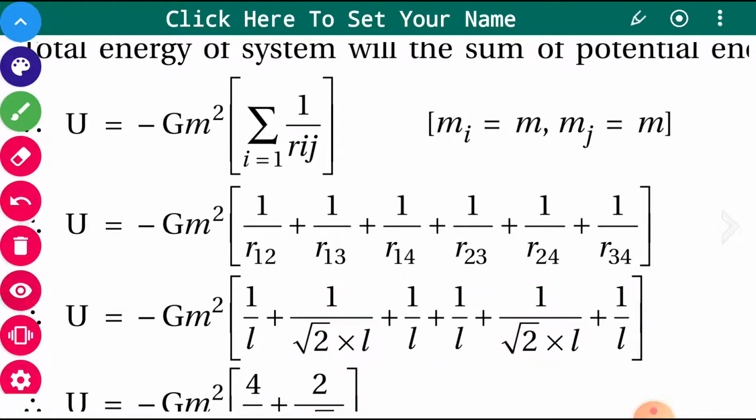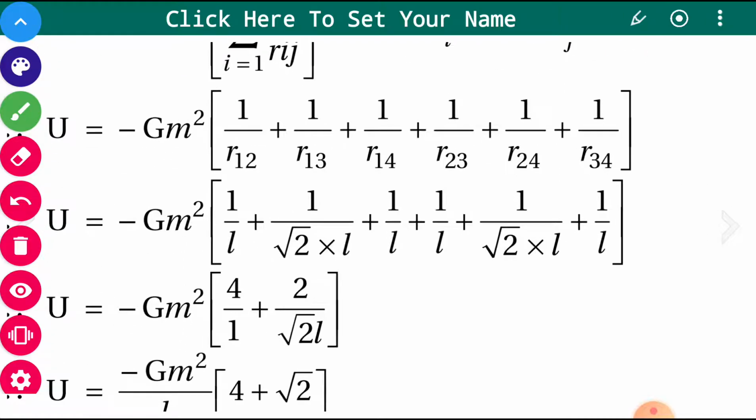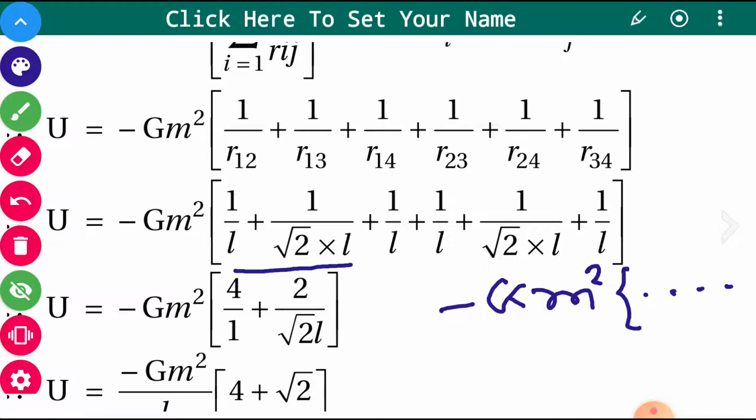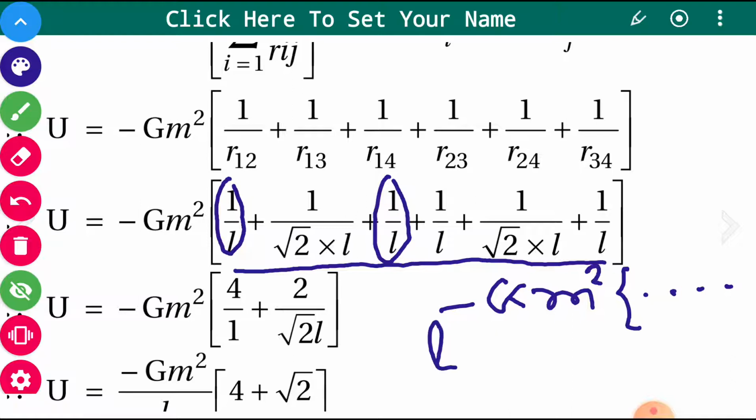So the formula will be minus G m1 m2. Every time the masses are the same, so m1 and m2 are m only, so it becomes minus G m into m, that is m square, and the rest of the changes are in the distance, so this formula will be like this. 4 times these are the terms, and the square has a side of length L, so we can write this as L.